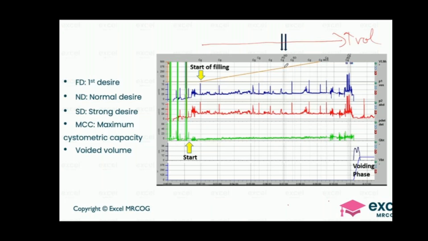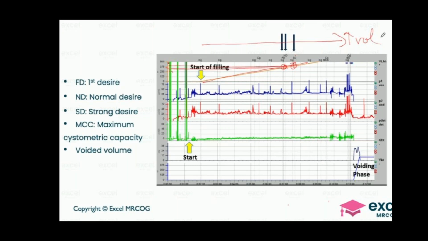This is the filling here. It is somewhere around 375. The first desire, which I would say is okay. A normal desire is there, and strong desire is here. This is the SD, which is strong desire. It is seen here. So this corresponds to around 375, the earlier one was a little lower, which is again normal. Strong desire to void.